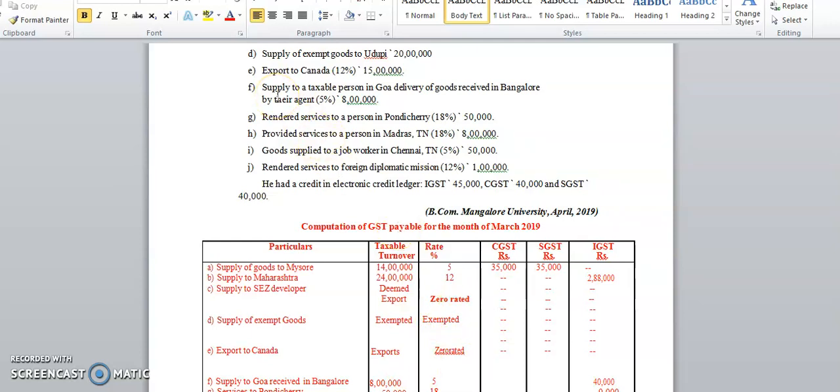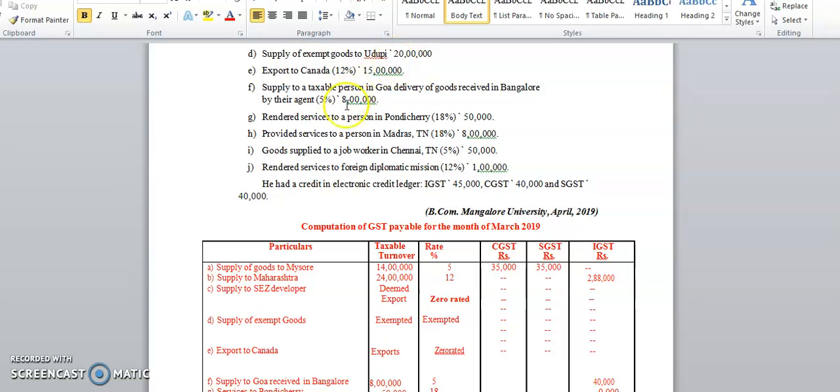Next, supply to a taxable person in Goa. Delivery of goods received in Bangalore by their agent 5%, rupees 8 lakh. See, supply is made to a taxable person in Goa, but where the goods are received, the goods are received in Bangalore. So which place are you going to consider as place of supply? Is it Bangalore or Goa? So it is the place where the goods have been supplied.